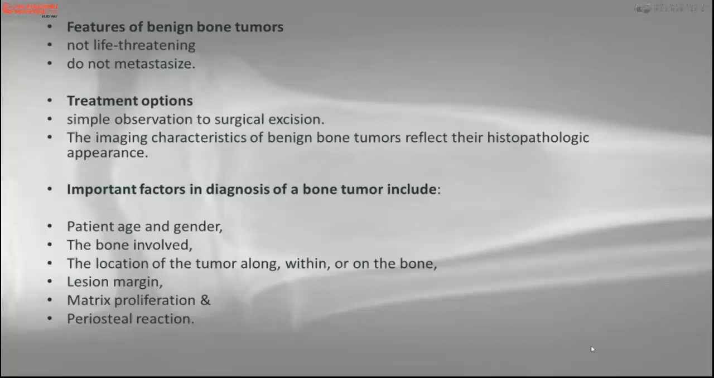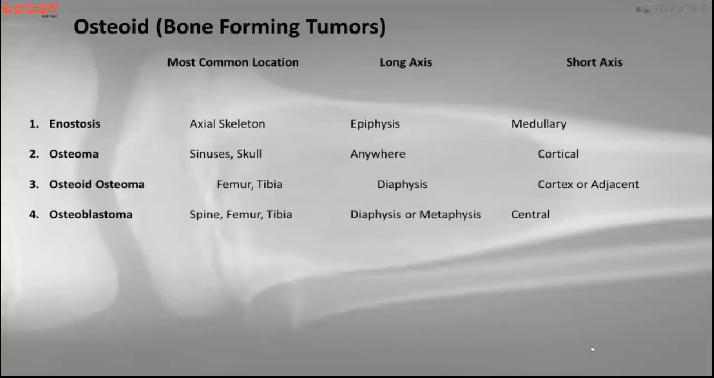Important factors in diagnosing a bone tumor include, as I told you before, the patient age and gender, the bone involved, the location of the tumor along with our bone, the margins of the lesion, the matrix proliferation, and periosteal reaction. So these are all very important radiological and clinical features which will help us in diagnosing the tumors.